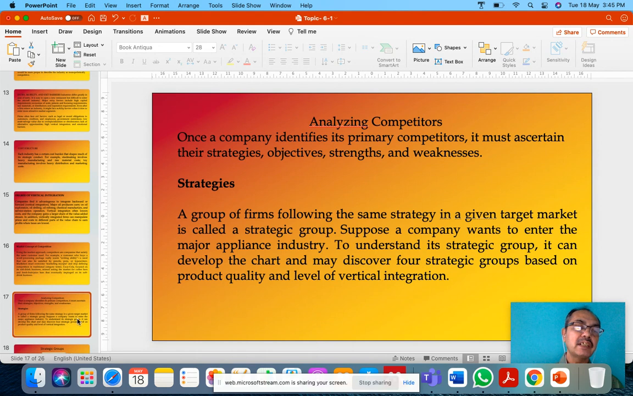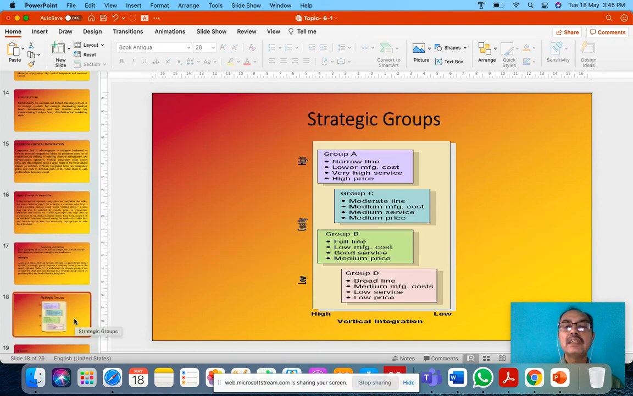So here we can see the different strategy groups. You can see group A and group D are both at the extreme ends. Group A is high on product quality and also high on vertical integration. If you see group D, they are low on vertical integration and low on product quality also. And you can see group B and C stand between on product quality and vertical integration. Based on that, we can understand the strategy groups, and after that, with our understanding, we can develop our own position in the market.